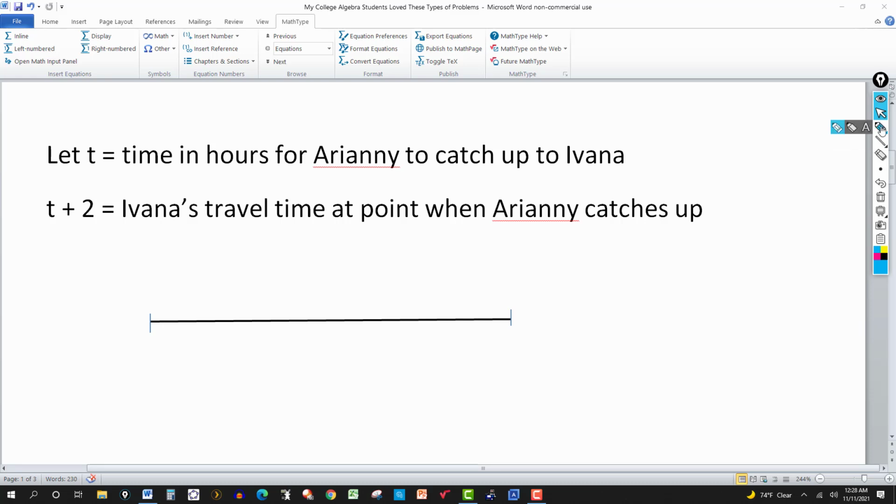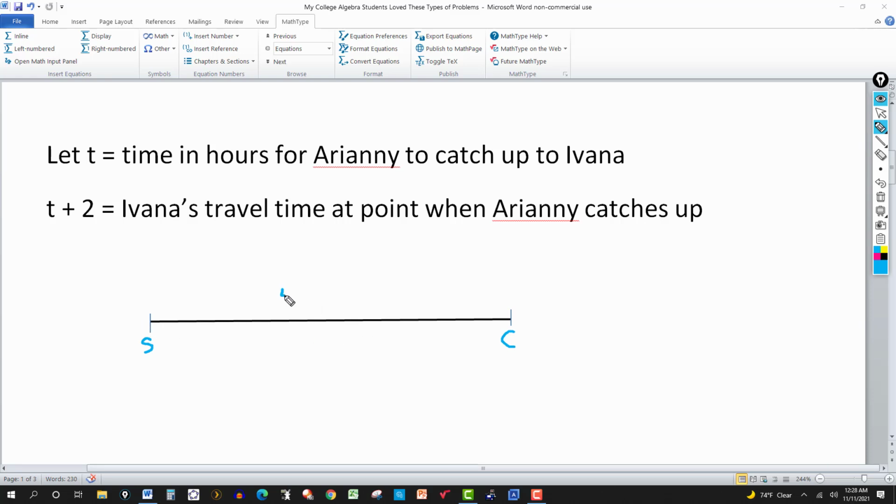So let's start with this. So this is the house they leave. This will be start. And this will be C. I'll put C here for catch up. So this is a distance traveled at the point when Ariane catches or is even with Ivana. So what is this distance here? How do I express this distance for Ariane?